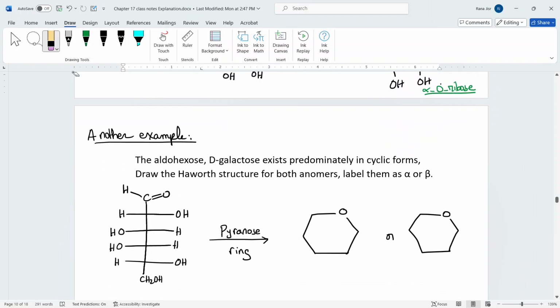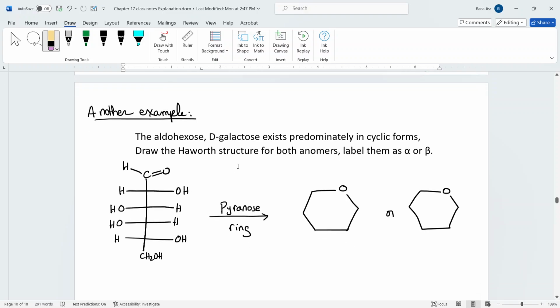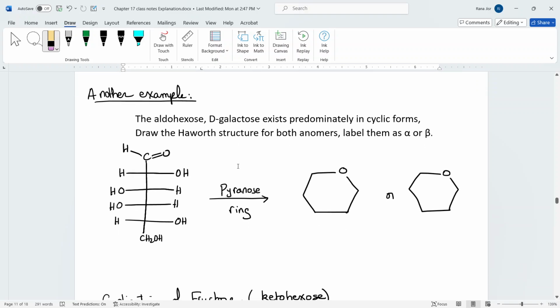Let's have another example, the D-galactose. So D-galactose, these are aldohexoses. So get the structure from the table and write it down. Okay, so since there are 6 carbons in there, there's a big possibility that they can form a pyranose ring. These are aldohexoses, and this is the aldehyde functional group.